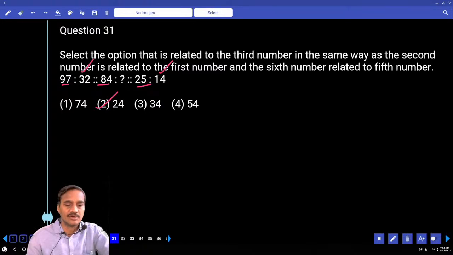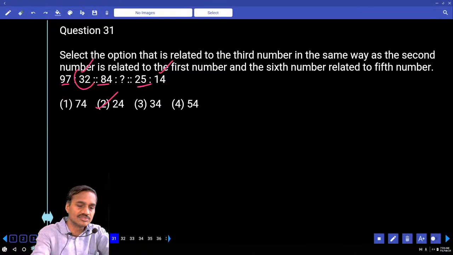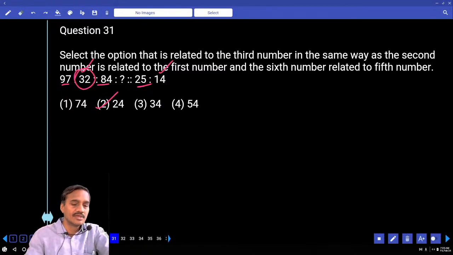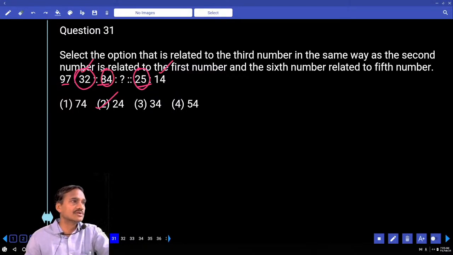Now here the digits in 97 are 9 and 7. 9 plus 7 is the sum 16. 16 into 2 is 32. And in the same way 25: 2 plus 5 is 7, 7 into 2 is 14. And here 8 plus 4 is 12, 12 into 2 is 24. And it is given in choice 2 for question number 31.